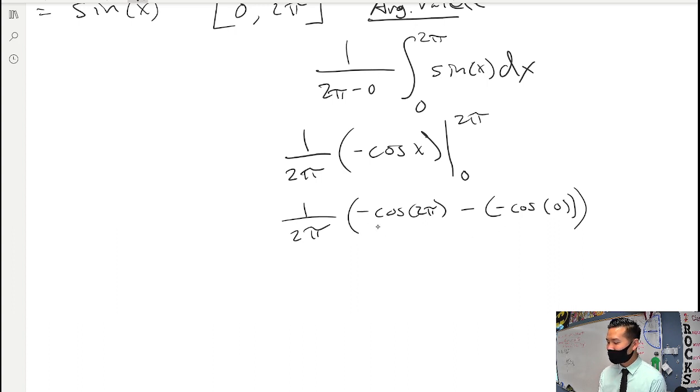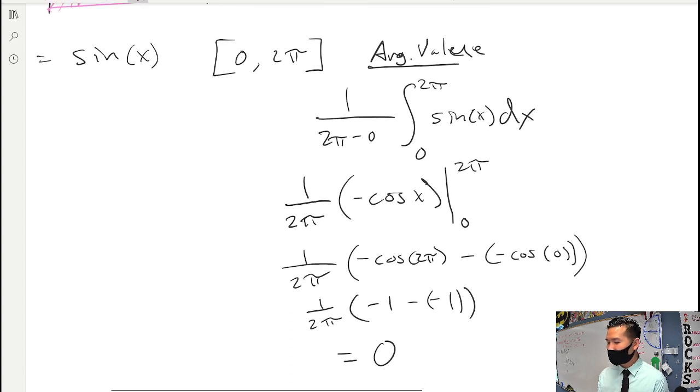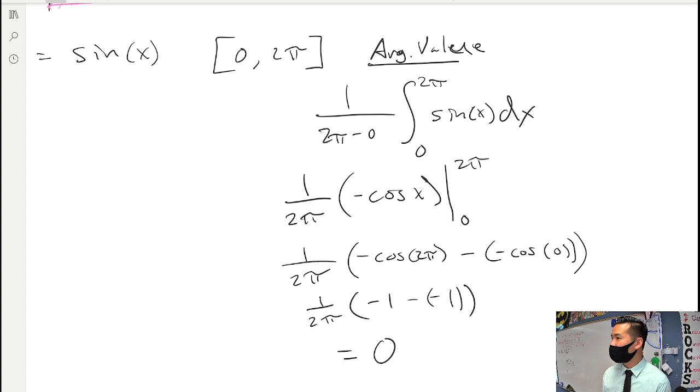You forgot a parenthesis. Did I? I think it's okay. So when you plug it in, you get 1 over 2 pi times negative 1 minus negative 1. That's just going to be 0, isn't it? So the average value of the sine function from 0 to 2 pi is 0, which means that if you flatten it out, it would just flatten out at 0.